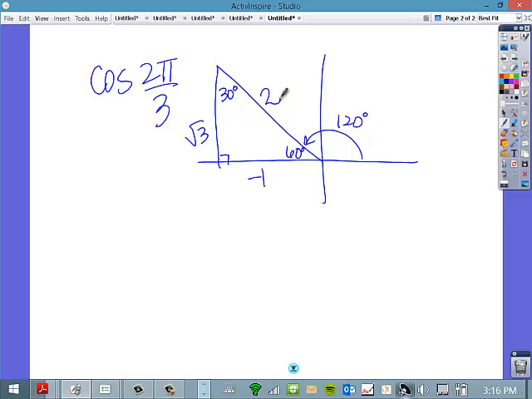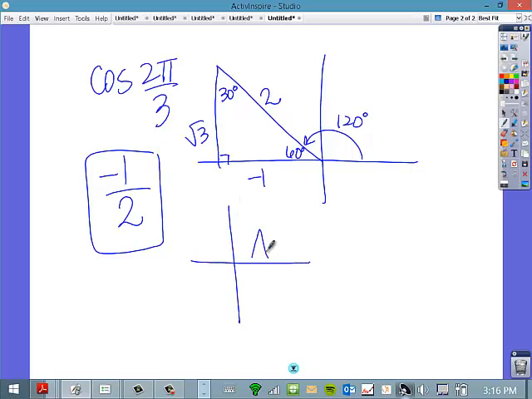So when we do cosine of 2 pi over 3, cosine is adjacent over hypotenuse. So it's negative 1 over 2. Which makes sense because if you think about all students take calculus, in the second quadrant only sine is positive. So it makes sense that for cosine in the second quadrant we end up with a negative answer.